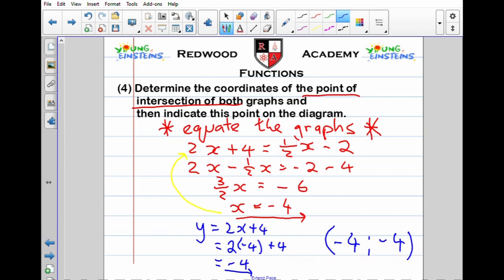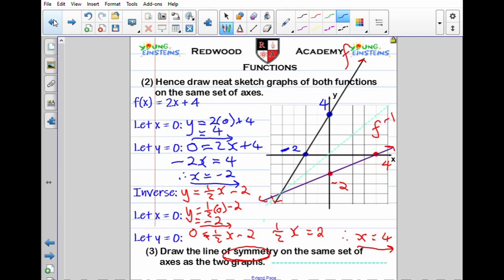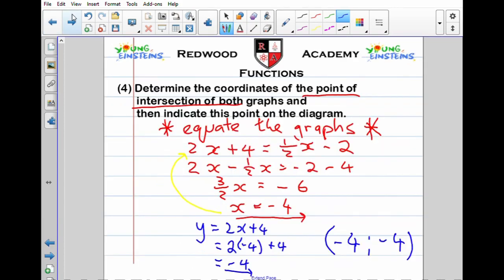Okay, and they want us to indicate this point on the diagram. So let's go and indicate this point. You guys can see where the two graphs meet. Can you see that's minus 4 and minus 4? So minus 4 and minus 4. All right, so a little bit of everything there. Very simple, nothing complicated. And that's how you do it.